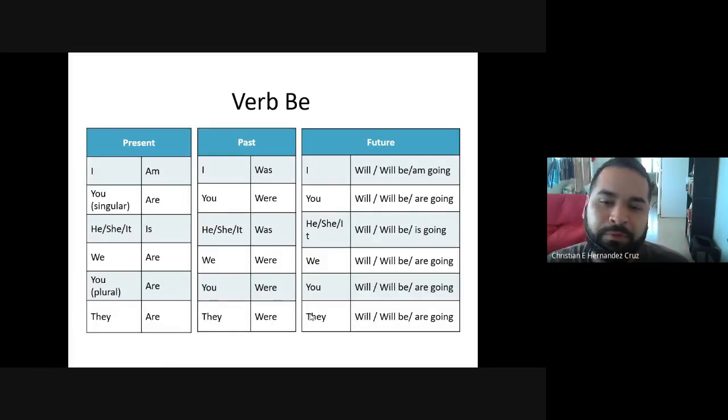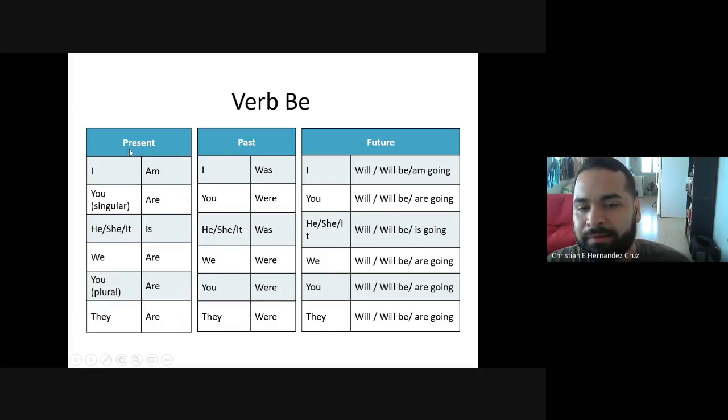So be verbs, they change. The be verb really is an irregular verb. Es un verbo irregular, which modifies depending on the tense. So in the present, we use different be verbs than we do when we're talking about a past sentence. So according to the tense, and also according to the noun or the pronoun here.